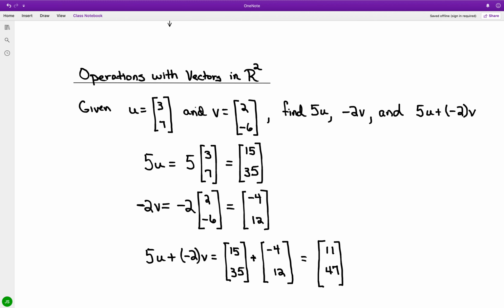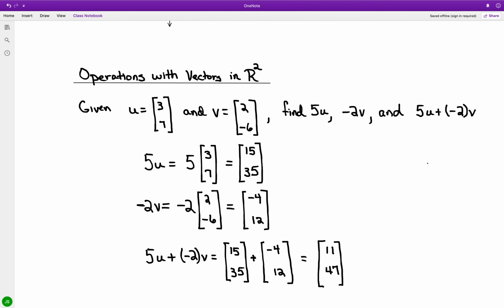And if we're looking at those particular multiples of vectors, so you have 5u, so you have 5 projected over 3 and 7, so we come out to 15 and 35. So you have 5 times 3 at the top, 5 times 7 at the bottom. And for -2 times v, you have -2 times 2, -6, so -2 times 2 is -4, -2 times -6 is +12.